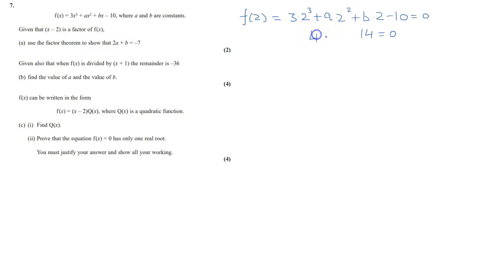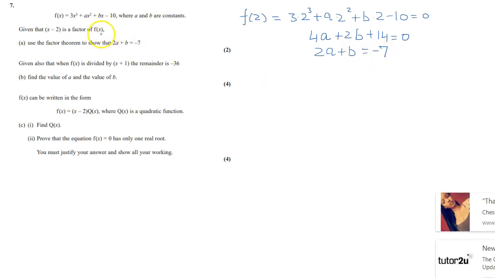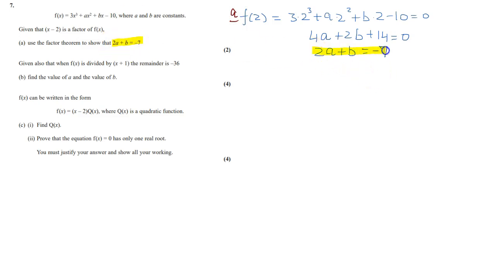This is 4a plus 2b plus 14 is equal to 0. So we can say 2a plus b is equal to minus 7. Now the second part: we have to show this thing. That's the only thing in the a part. Show that 2a plus b is negative 7. So 2a plus b is negative 7.